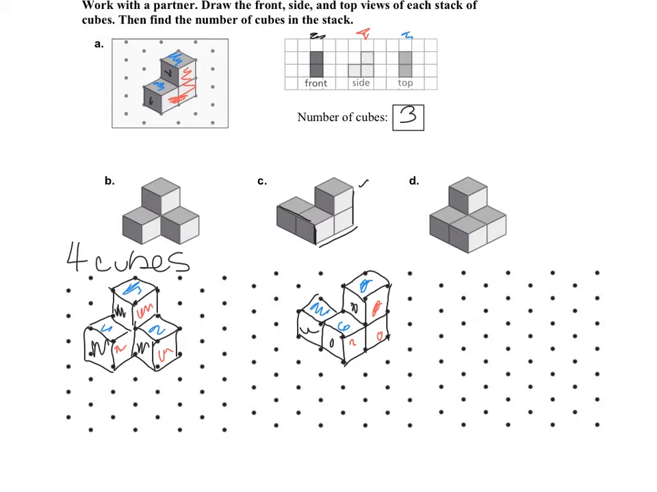So when we count this, we can see that there are 1, 2, 3, 4 cubes. Now let's work on letter D. Again, I'm going to start from the top, and I'm going to go right here and draw this diamond shape.